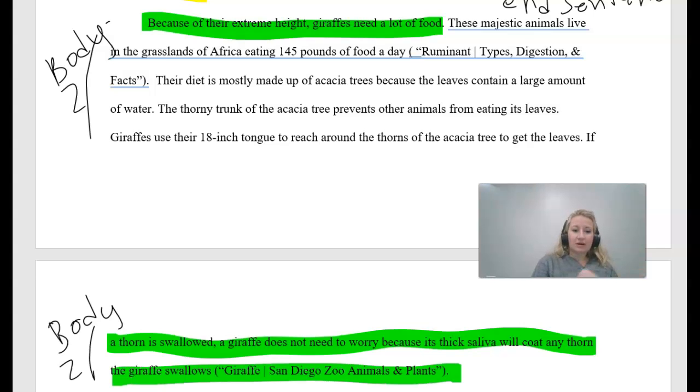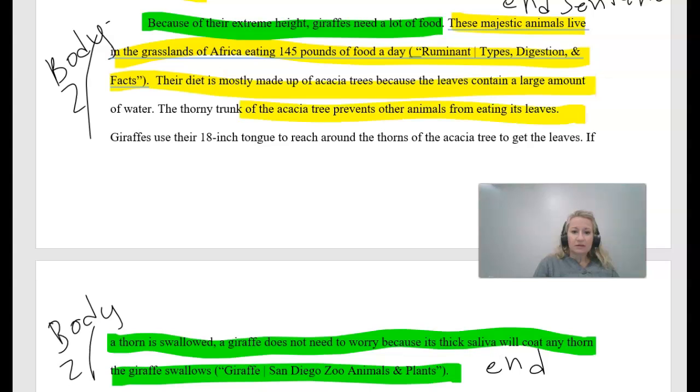So we called this our topic sentence. Okay, and this last sentence is the end. And then we have our middle support sentences. And the goal would be that this second body paragraph would talk about the second listed idea in my thesis. So let's go and check that.